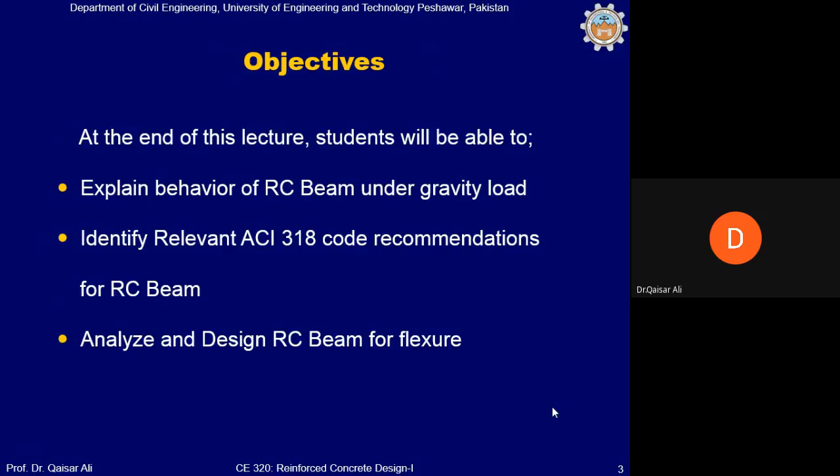The objectives of today's lecture are that at the end of this lecture, students will be able to explain behavior of reinforced concrete beam under gravity load, identify relevant ACI 318 code recommendations for RC beam, and also analyze and design RC beam for Flexure. Analysis we have already done. We will be studying the analysis in the context of reinforced concrete beam.